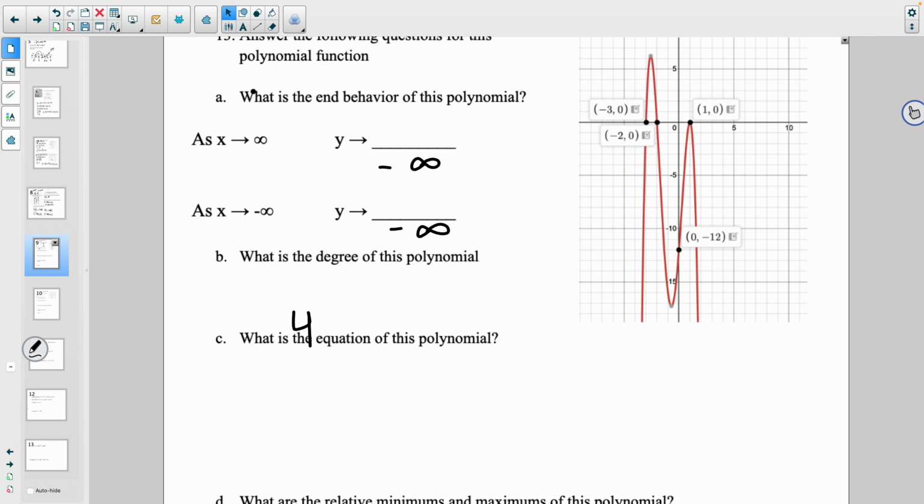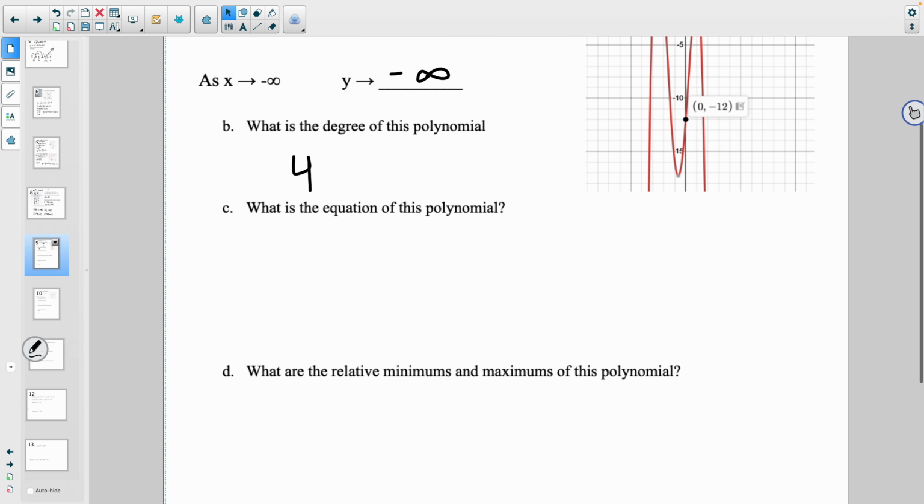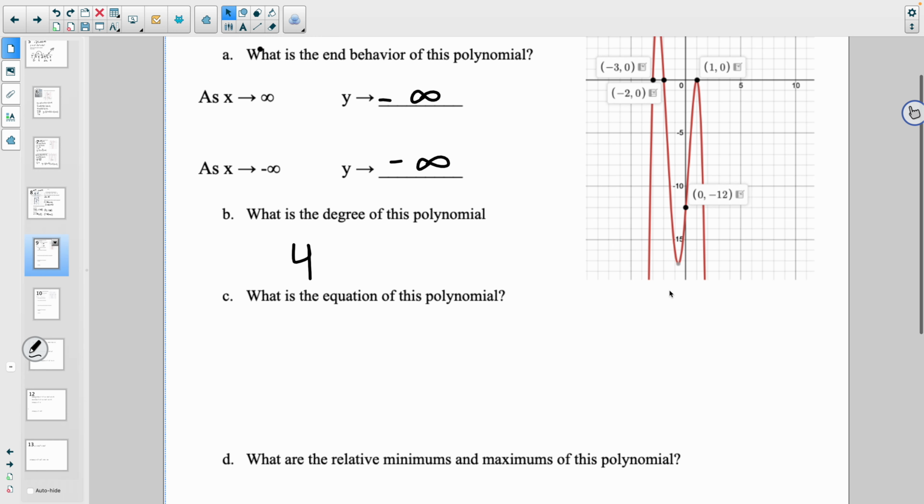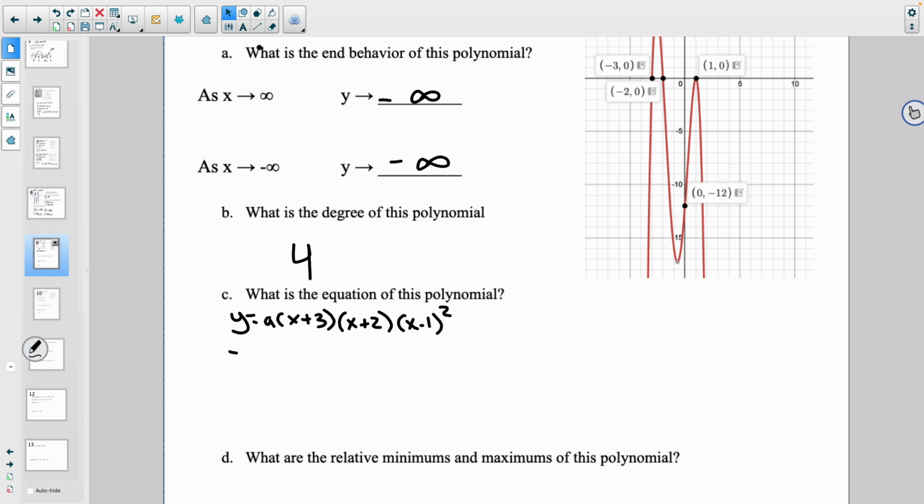Now the equation, let me do this real quick. Equation of the polynomial, we can take my 3 x-intercepts. y equals a, and then we can go (x plus 3)(x plus 2), and then (x minus 1). But this x minus 1 we want to square because it's got a multiplicity of 2. You see it hits the x-axis but doesn't cross. And let's plug in this point, (0, negative 12). So negative 12 equals a, and then we plug in 0. So this is just 3.